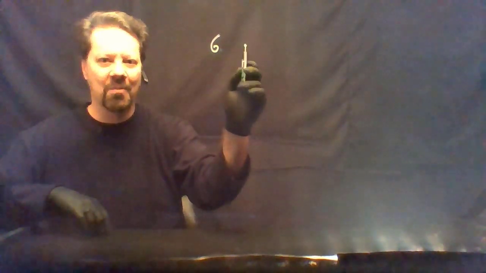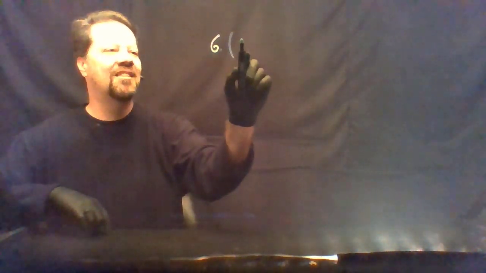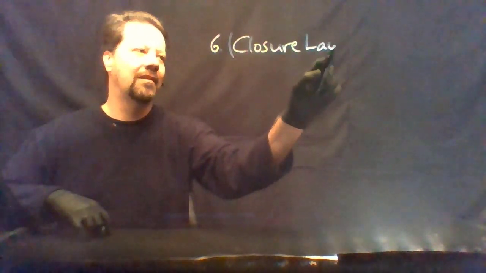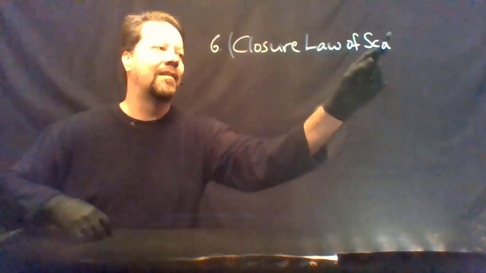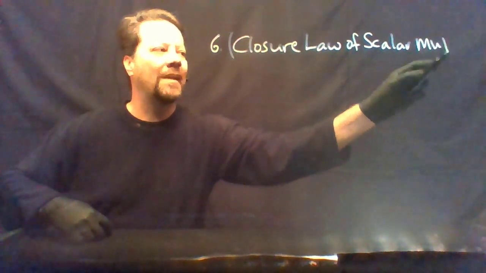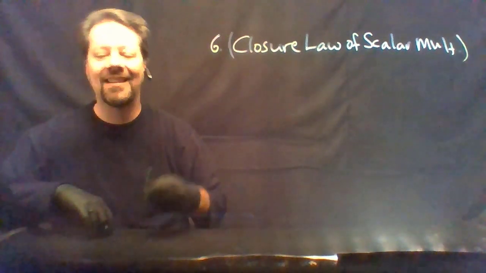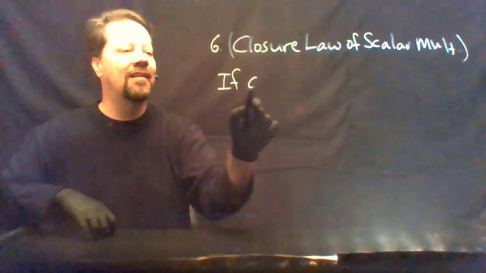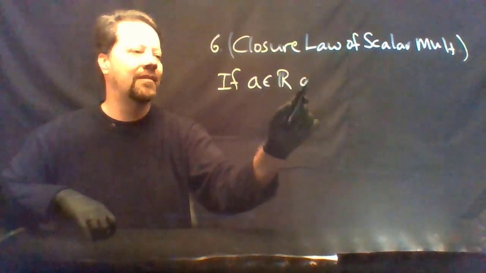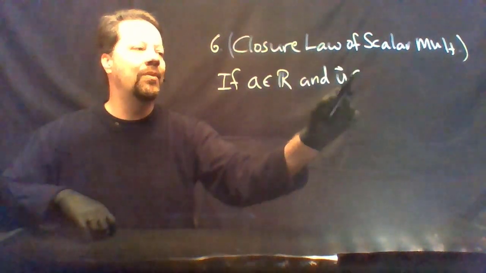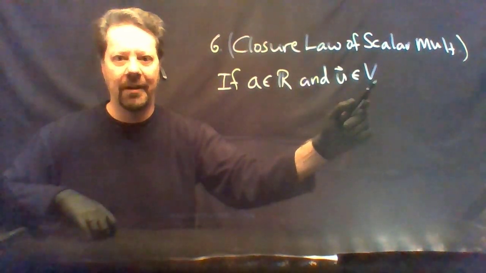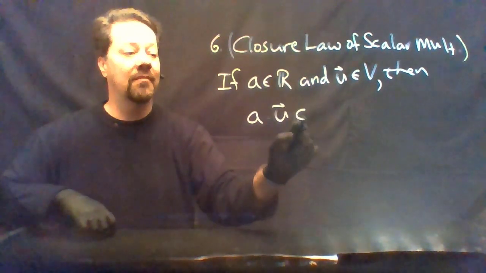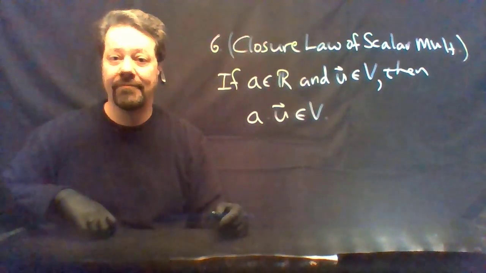Property 6. We're more than halfway there now. There's the closure law of scalar multiplication. Again, this is already built into the definition in the header. If a is a real number, and u is an element of the vector space, i.e. a vector, then a times u gives you a vector.